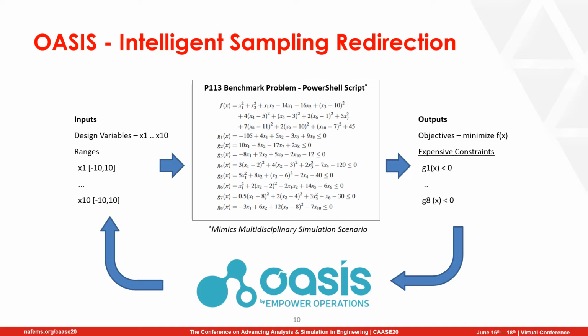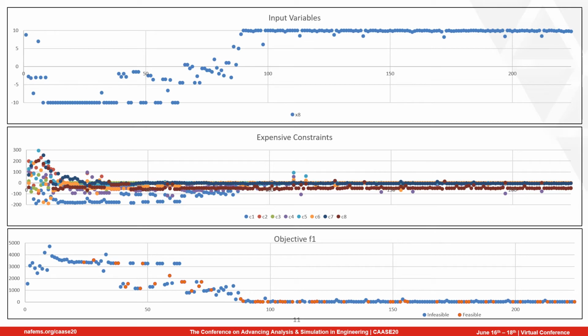You can also think about this P113 function benchmarking problem as a multidisciplinary simulation scenario, where this fx and g1 to g8 are a black box. Here we are looking at one of the runs of P113 benchmarking function with Oasis.